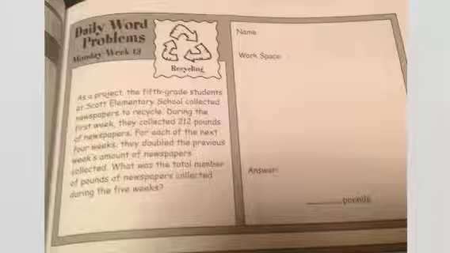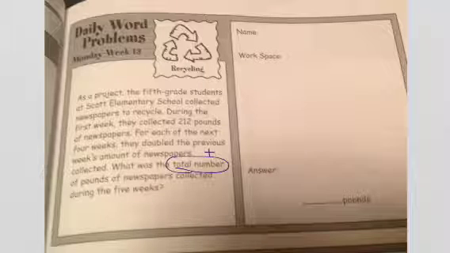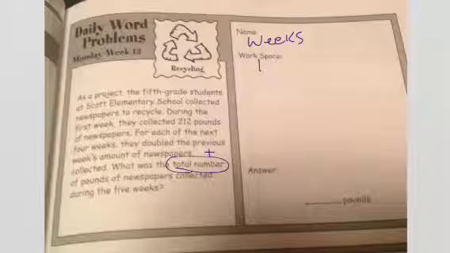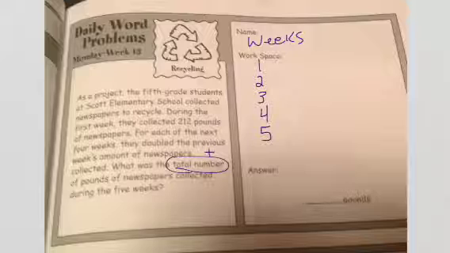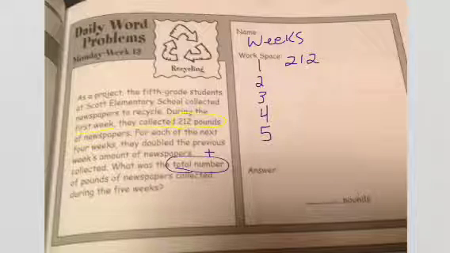Okay, so I have multiple weeks that I know I need to find a total number for. Total meaning sum. So I'm going to go ahead and set up my workspace with the weeks. So I have week 1, 2, 3, 4, and 5. So now let's go back and see if I have any sure thing information. When I look back at the problem, during the first week they collected 212 pounds. So week 1, I have 212 pounds.